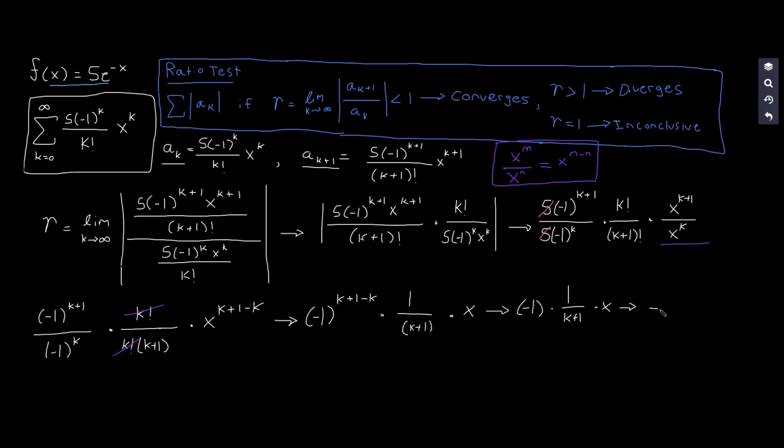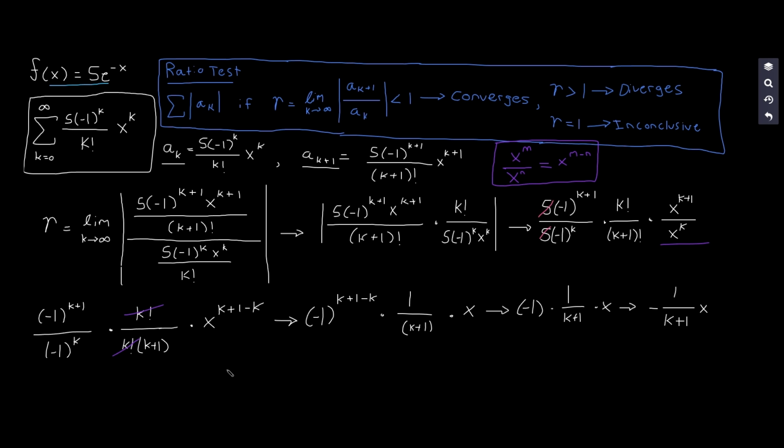How do we want to do this? There's a lot of ways we could write this, but we're going to go like this: negative 1 over k plus 1 times x. But this is going to be the limit, right? Because we're trying to find the ratio. We're doing the ratio test. We have to address this.